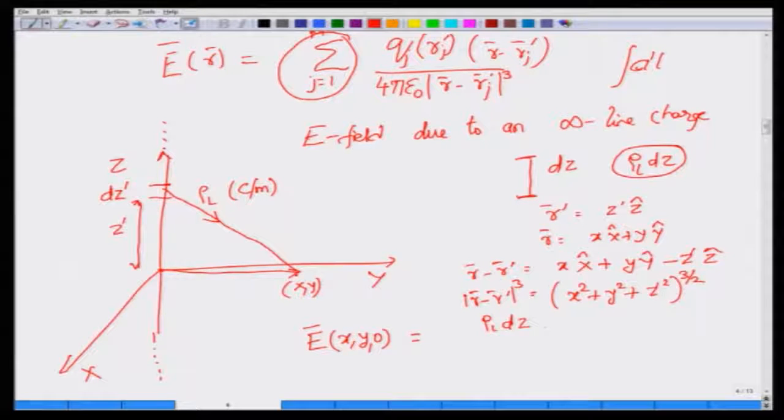So rho L dz prime is the incremental charge, correct, divided by 4 pi epsilon 0, which is a constant. I did not state it, but I am assuming that this line charge is located in free space. So I have 4 pi epsilon 0 and the quantity x square plus y square plus z prime square to the power 3 by 2, multiplied by the vector r minus r prime. That vector will be x x hat plus y y hat minus z prime z hat.